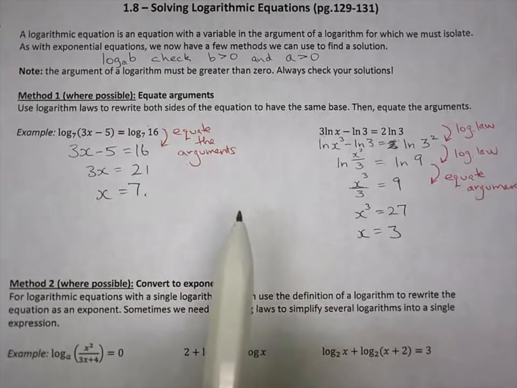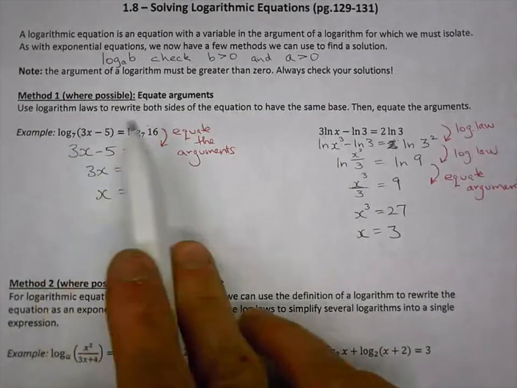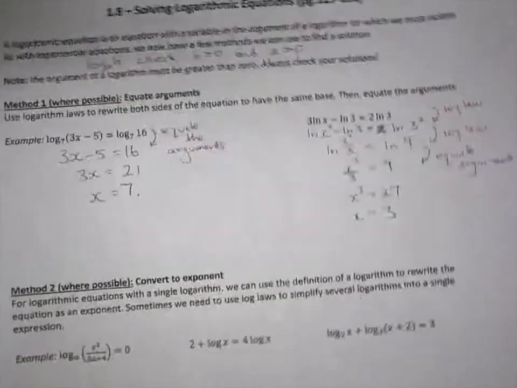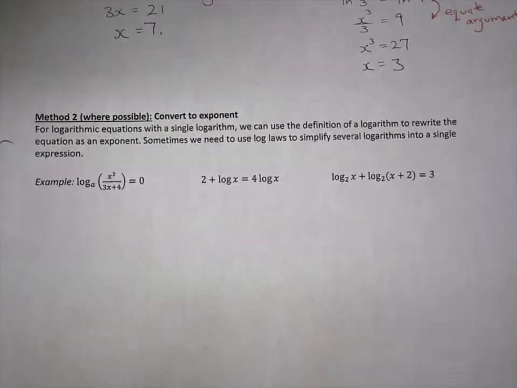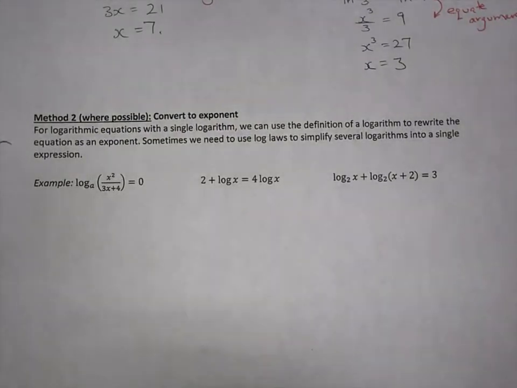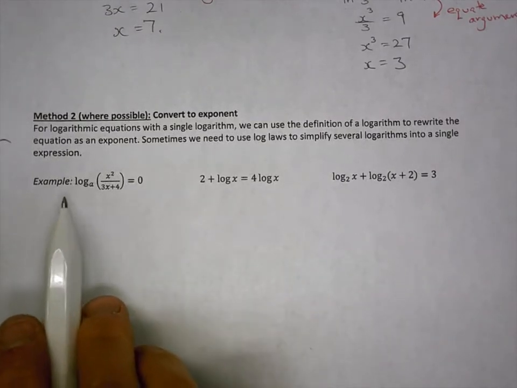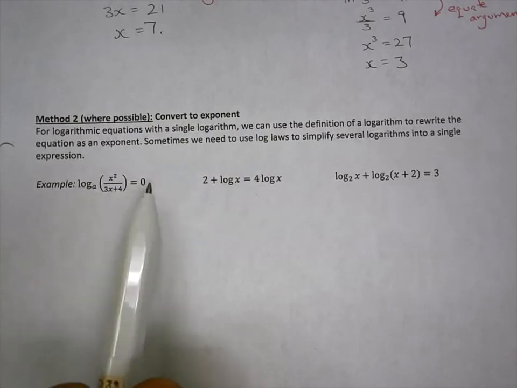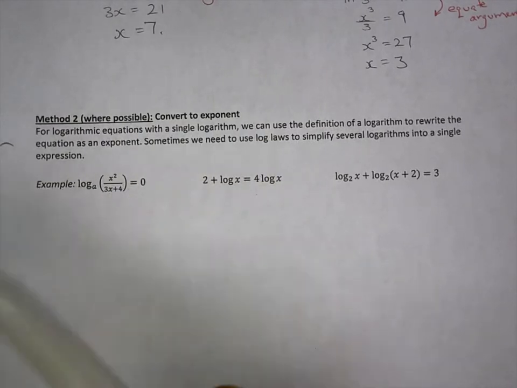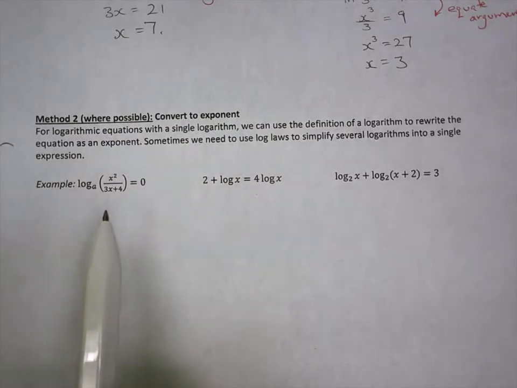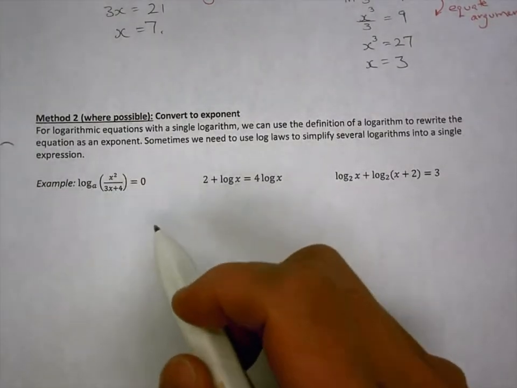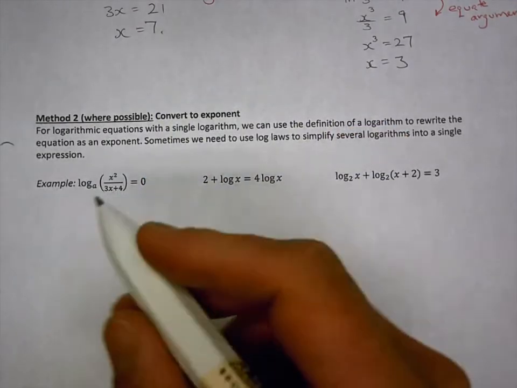It's very convenient. But as you would guess, we're not always going to have this great situation where the bases are the same. So let's go to our second method, our final method, method 2, convert to an exponent. If you reach a situation where you have one logarithm is equal to some sort of number, we can rewrite this as an exponential equation, which will be easier for us to solve. So for this case, for example, here's one log expression equal to a number. Let me use the definition of a logarithm to rewrite this.